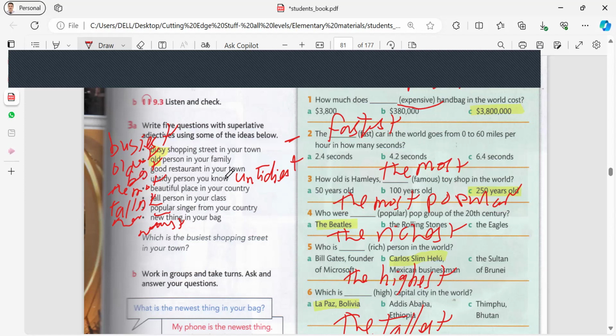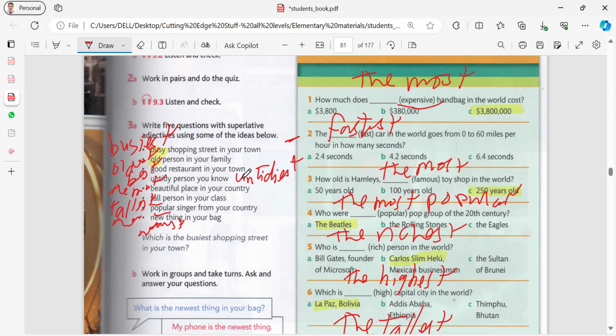Type: what is the best restaurant in your town? Thick House is the best restaurant in my town. Type: who is the untidiest person in your family? What do you mean? Untidy, unorganized, careless.